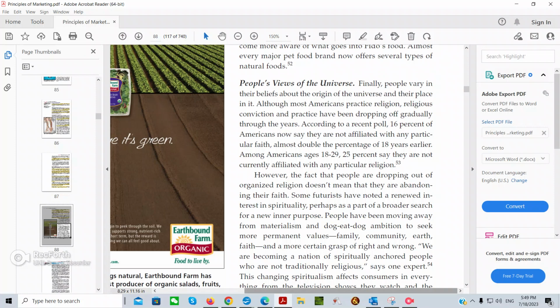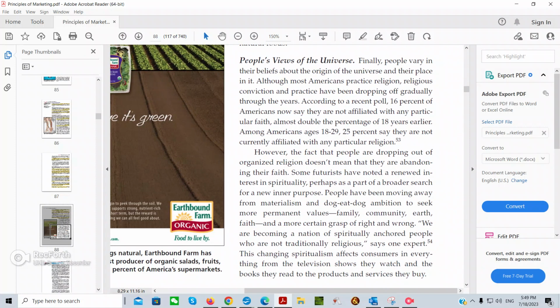Alright, then we have one more, which is people's view of the universe. You can call that whatever you'd like to call that. I guess in religious terms you call it God. Use that term loosely when they say the universe. Anyway, finally, people vary in their beliefs about the origin of the universe and their place in it.